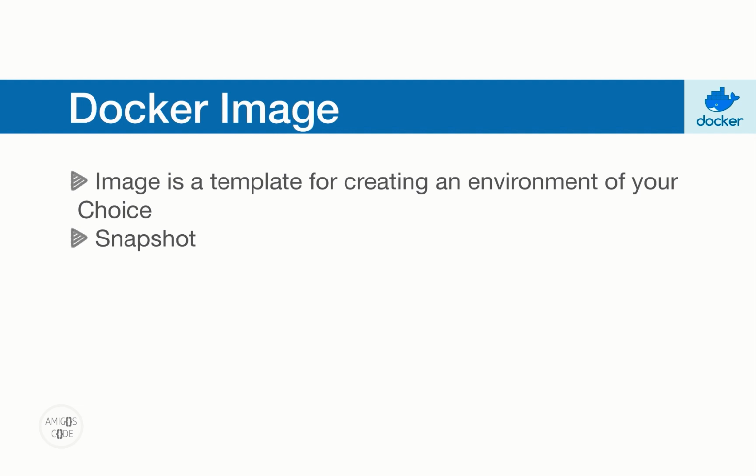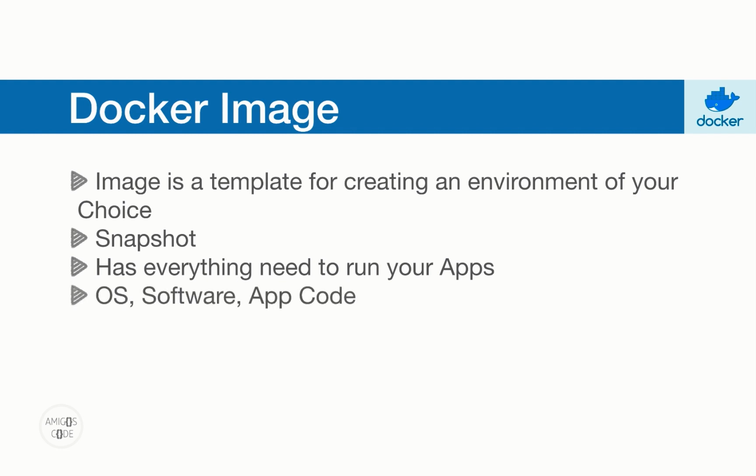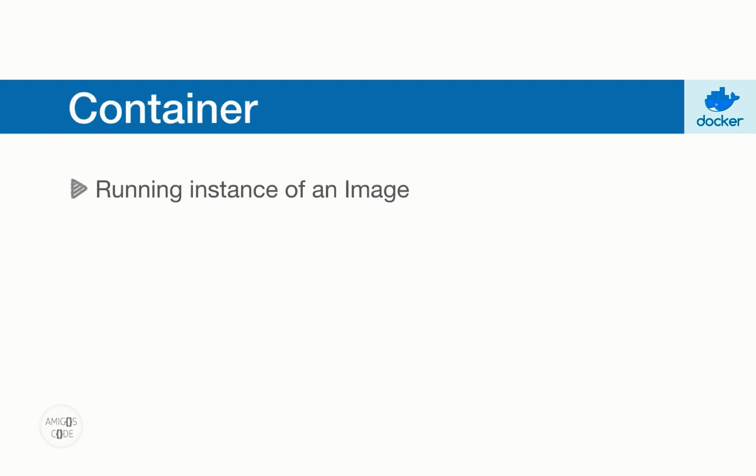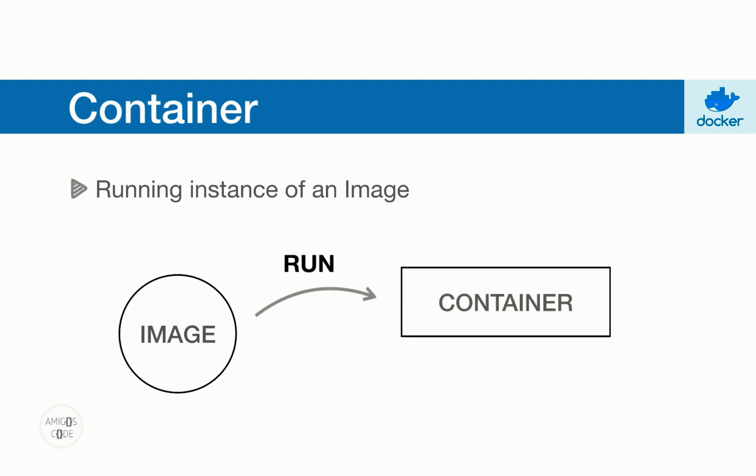What is so special about an image is that it contains everything your app needs to run. It contains the operating system, any software required, as well as the application code. So once you have an image, then containers come into play. A container is simply a running instance of an image. So what you do first is you have an image, and then from that image, you simply run a container.